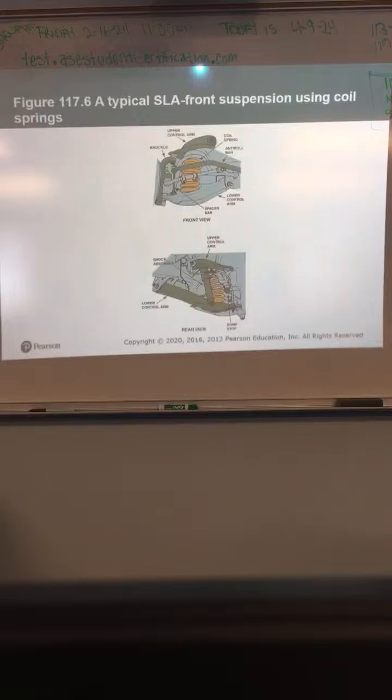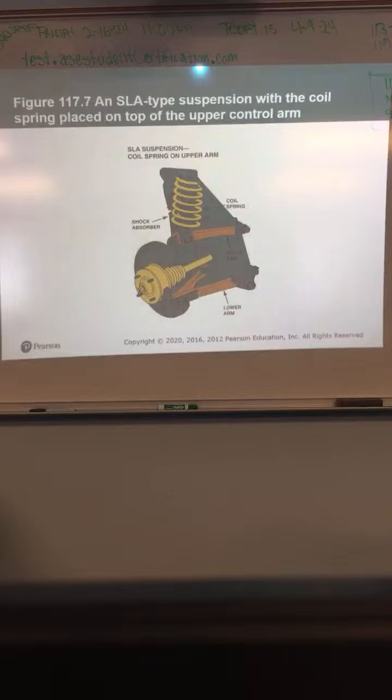SLA using a coil spring, locating it on the lower control arm, is the most popular type. They do rearrange it sometimes. The reason for this would be what? Why did they move the spring to the upper control arm instead of the lower control arm?